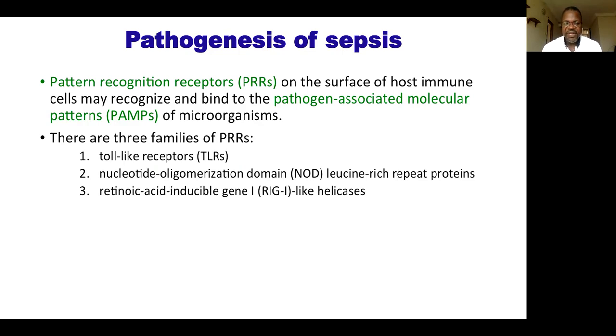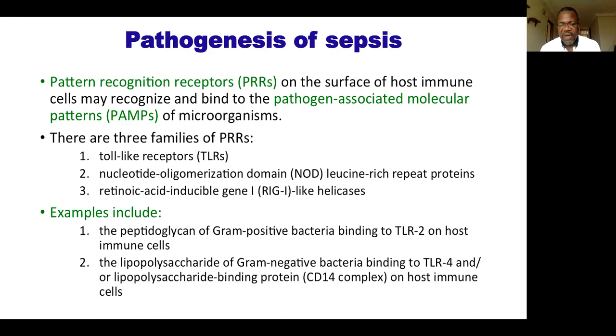There are 3 families of PRR that our host immune cells have, but the most commonly studied are the toll-like receptors. If you are infected with a gram-positive bacteria, it will bind to the toll-like receptor 2 of your host immune cells. But gram-negative bacteria will bind to the toll-like receptor 4 of your host immune cells.